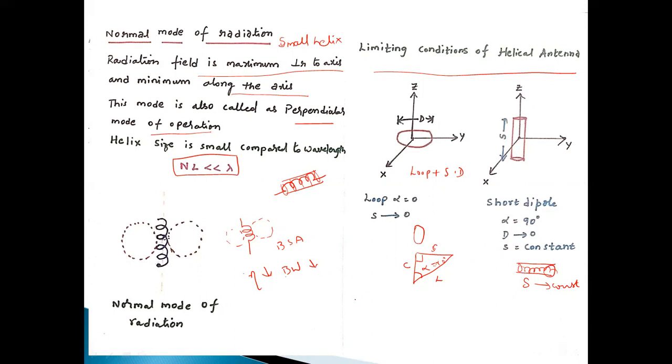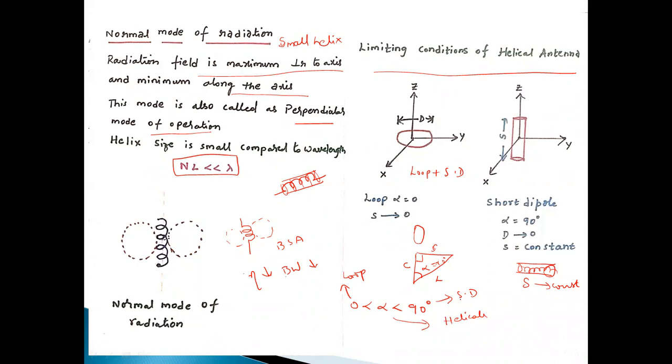From these two, we can say the limiting condition for pitch angle lies between 0 and 90 degrees. When it is 0, it goes to the loop. When it is 90, it goes to the short dipole case. In the practical world, when we make it 0, it acts just like a loop antenna. When we make it 90, it acts like a short dipole. But what we need is the combination of both. That means the combination of loop and short dipole is nothing but a helical antenna. So we need to operate our helical antenna between 0 and 90, not at the limiting cases.